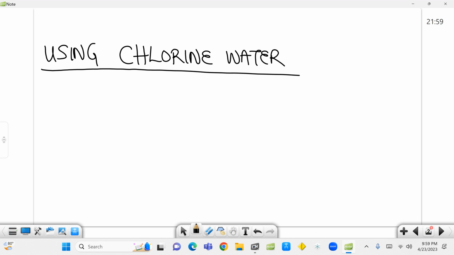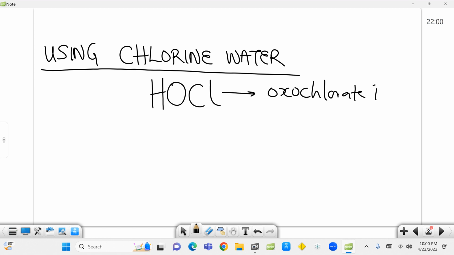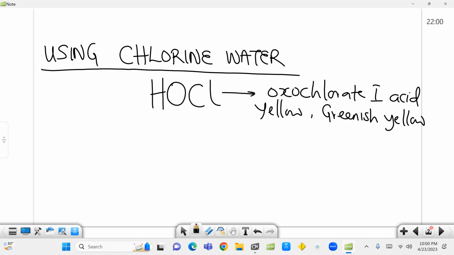We can use chlorine water. Chlorine water is actually oxochlorate 1 acid. Let me write the name down here. This is oxochlorate 1 acid. That is chlorine water, and this substance is actually a yellow substance, or sometimes we say greenish yellow. We're trying to see a color change, and if we react this with an alkene, we should get a color change. That actually shows a test for unsaturated substances.